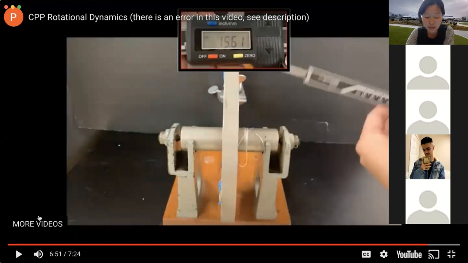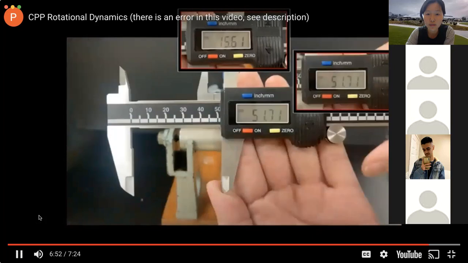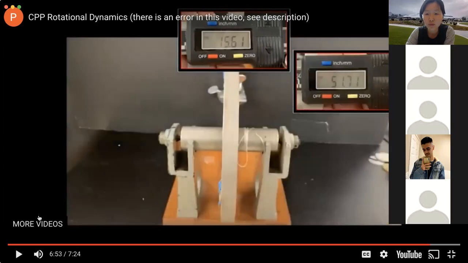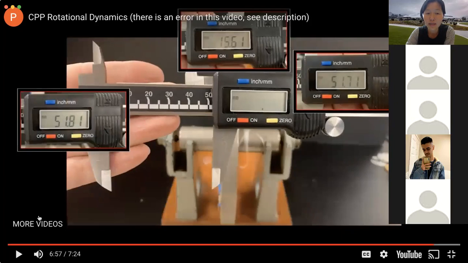Now this would be L3, okay? This is measured L3. So 51.71 millimeters, that is L3. And that is L1, the length of the first centimeter.